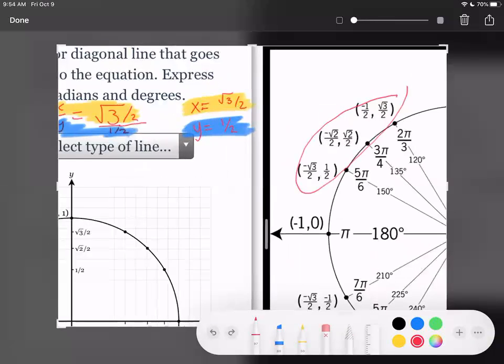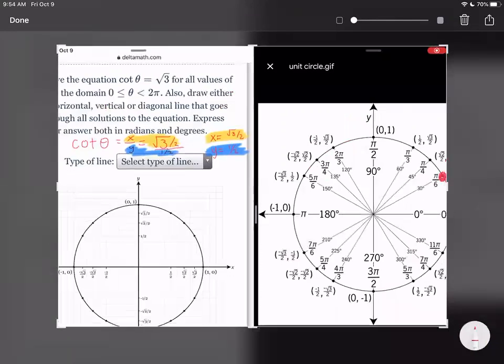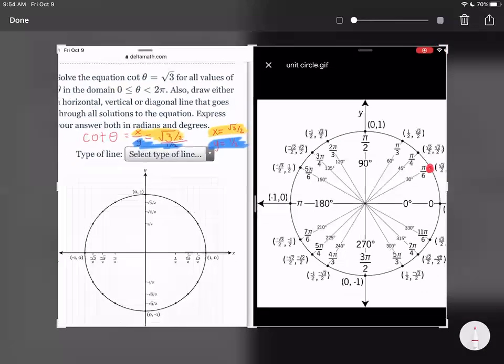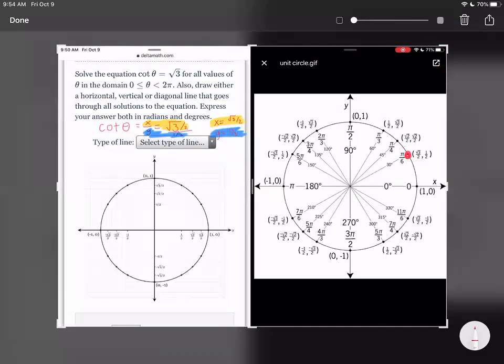Everything has to be over 2 on the unit circle, unless it's one of the edge points over here. If it's not one of those four corners that I just pointed at, everything's over 2. So then on our fraction, when I have radical 3 over 1 and I want to match it to the unit circle, I just put everything over 2. And that way we can match it.